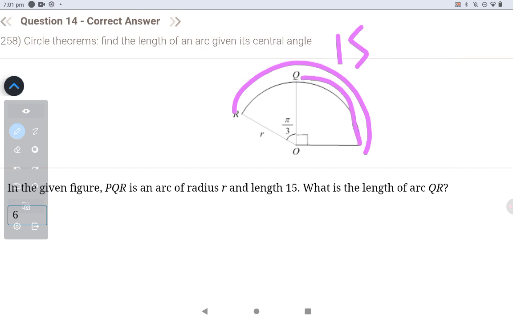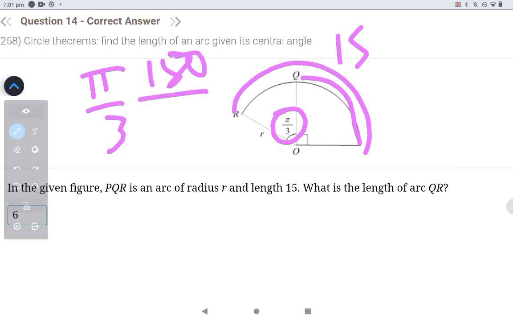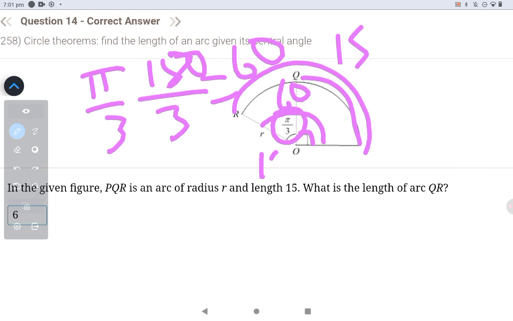Now, over here they said pi r, okay? You can do it in radians or in degrees, but preferably I will do it in degrees. So pi is the same as 180, and pi over 3 is the same as 180 over 3, so we get 60, okay? So this angle right here is 60, and this is 90. So all of this combined, this angle right here, is 150, okay?